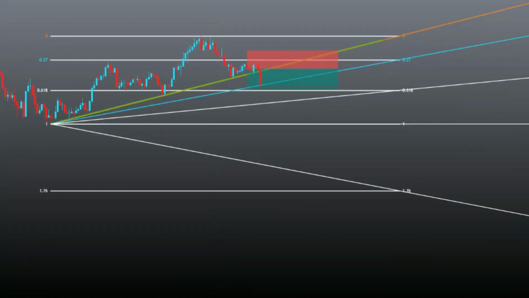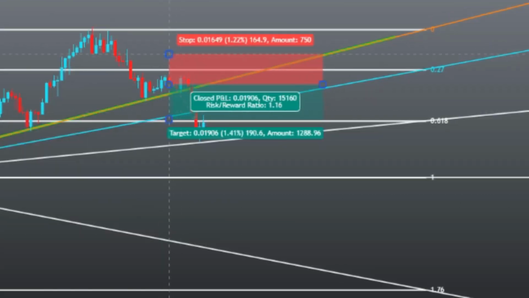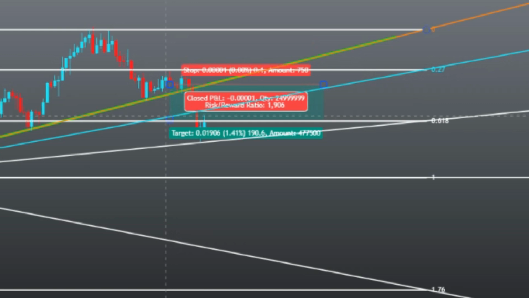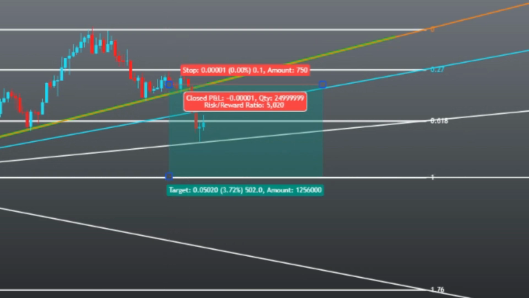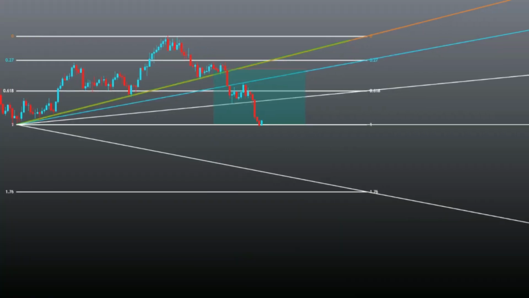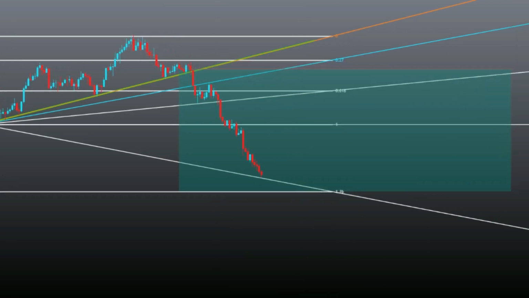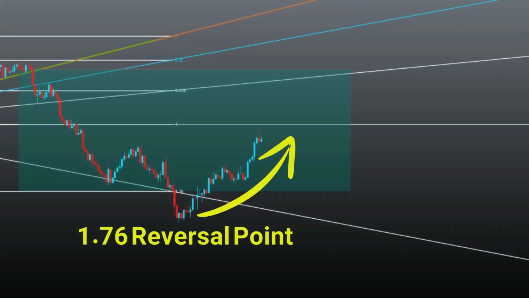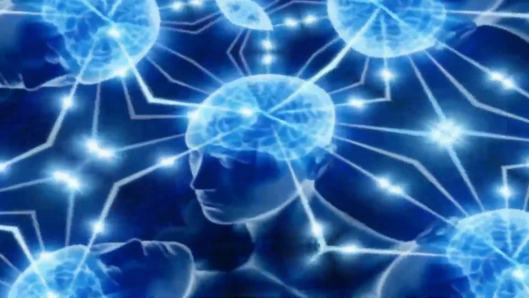Upon reaching, I'll close 60% of my short position and bring my stop loss to my entry point to avoid any loss if market reverses. The next take profit point is Fibonacci 1, at which I'll close 30%. The final take profit point is Fibonacci 1.76, which is a magical value that acts as a major reversal point. This is what I literally call a masterpiece.